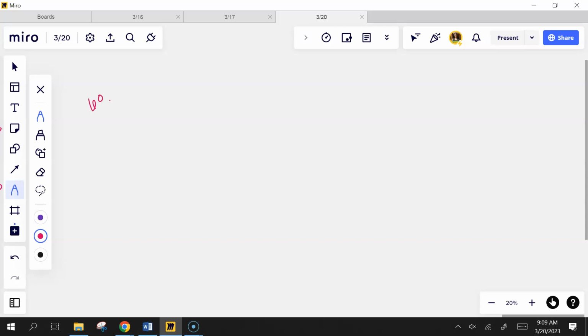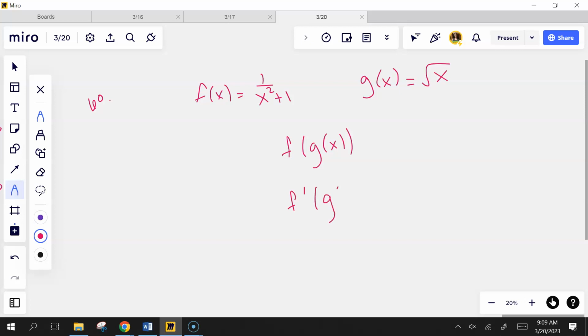Number 60. F of x is 1 over x squared. This looks like a chain rule problem. G of x is the square root of x. The derivative of f of g of x. So what I'm going to do is the derivative of f, and then I'm going to chain it here.